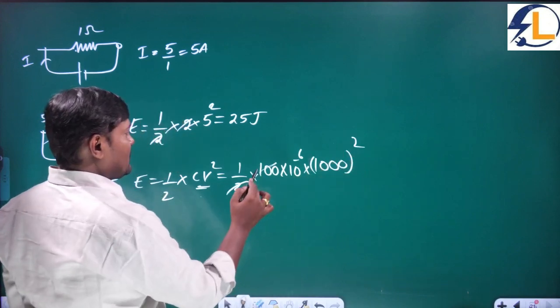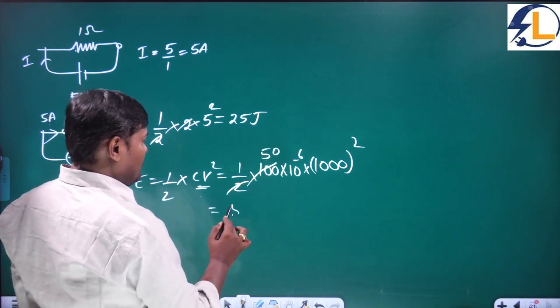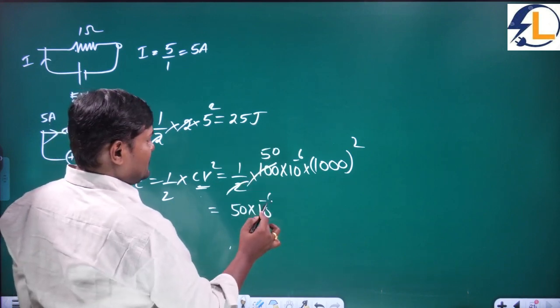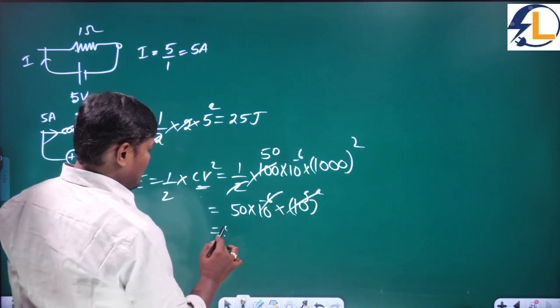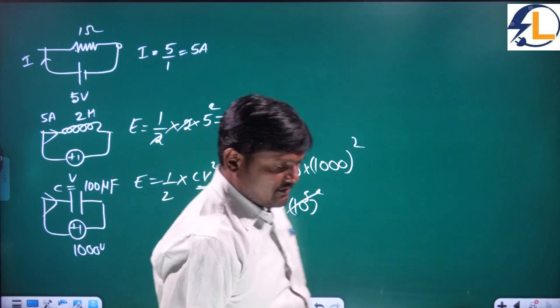So this is 2 into 50 here. So 50 into 10 to the power of minus 6, into 1000 means 10 to the power of 3 whole square. These two are cancelled. Then the answer is 50 joules.